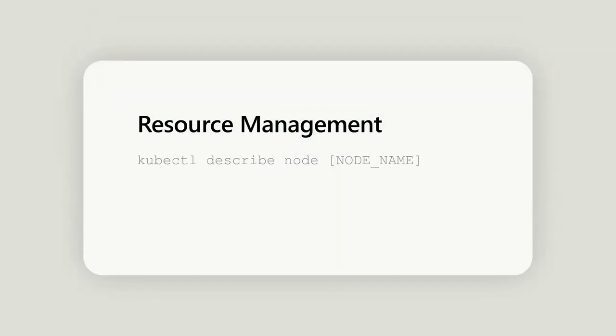Managing your resources efficiently is key to maintaining your application's performance and reliability. AKS reserves certain amounts of CPU and memory on each node to ensure the system remains healthy. To view the allocatable resources on a node, you can use this kubectl command. This command provides a detailed overview of the node's resources, helping you plan your deployments.